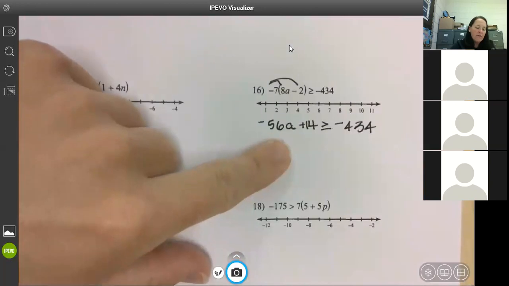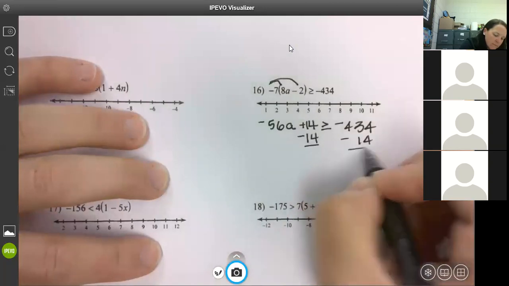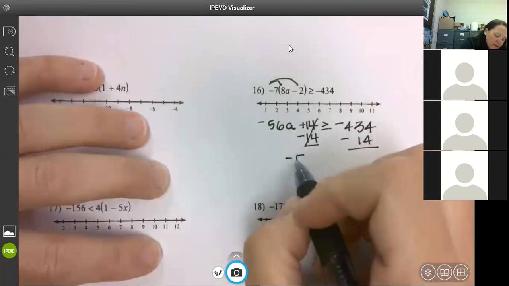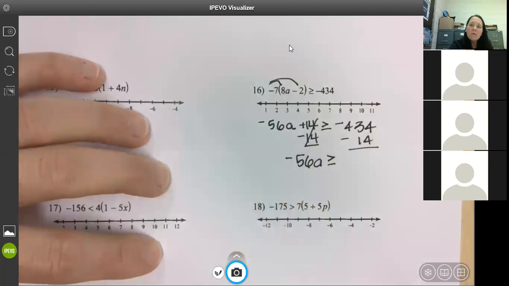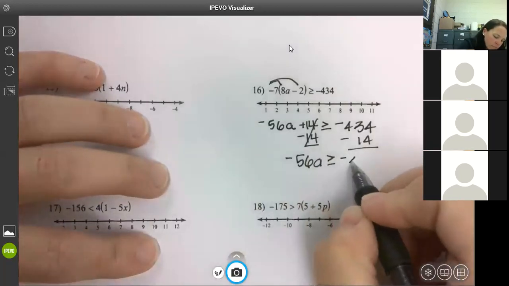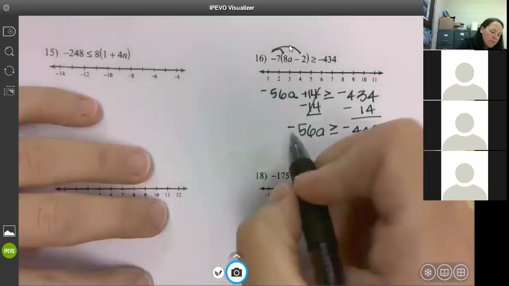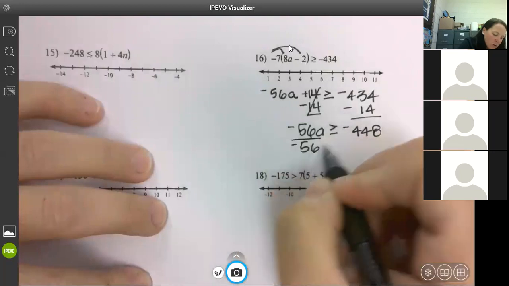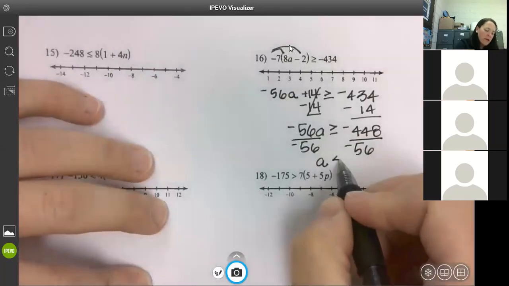I'm solving for A. The 14 is not with it, so to get rid of the add, I subtract. I'm bringing down that -56a greater than or equal to, what do I get? -448. And again, use those calculators. My last step to solve this problem is divide by -56. What do I need to remember though when I divide or multiply by a negative? Flip the inequality.